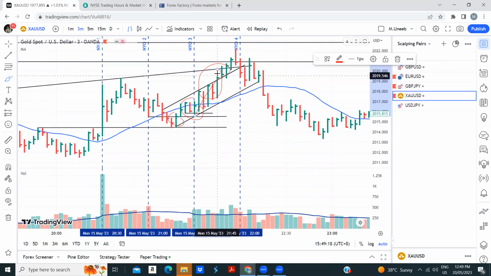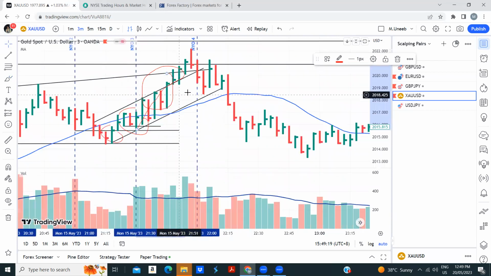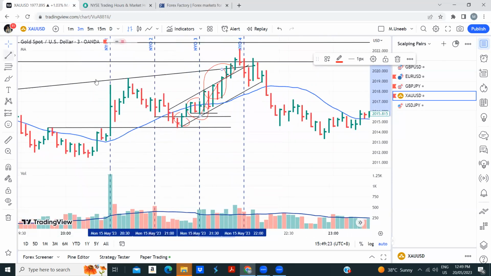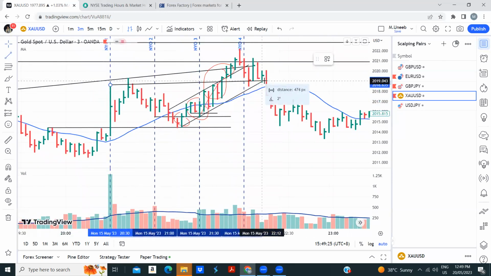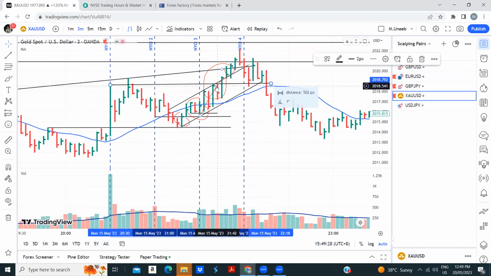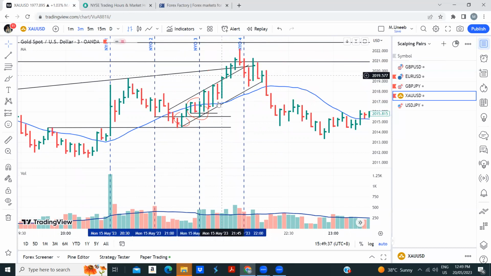Just wait. Now you will say, should I take entry right over here on the test? Because if this is the line here, if we draw, no, we should not take entry over here. Why? We have to wait. We only have to take entry after NY4 now, because NY3 entry has been taken. Got it? So you have to wait for NY4 entry.